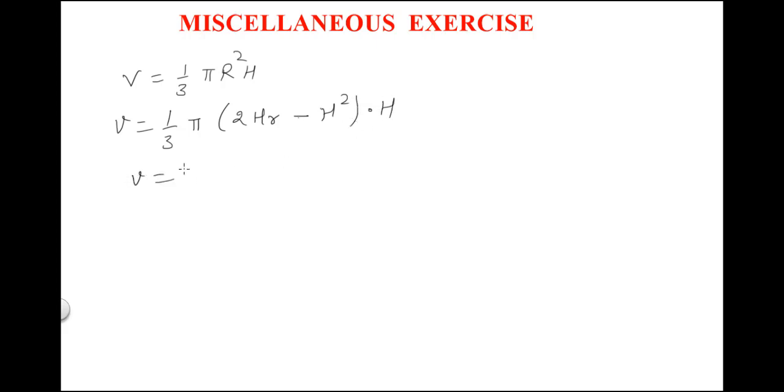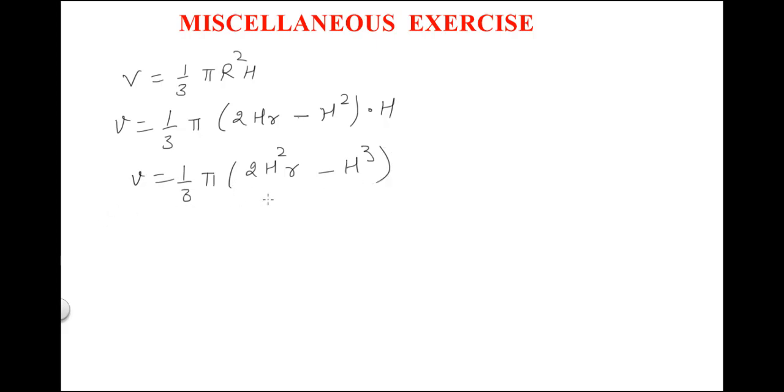So let us just put in the formula of volume. Volume is 1 upon 3 pi R square H. So volume will be equal to 1 upon 3 pi into what is R square, 2HR minus H square, into H. Multiplying this H inside, we have 1 upon 3 pi times 2H square R minus H cube. Now we will differentiate it with respect to H.